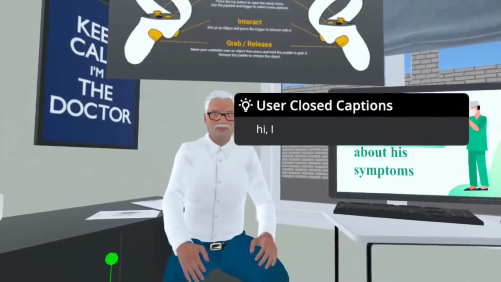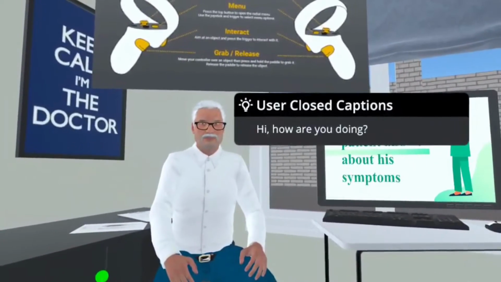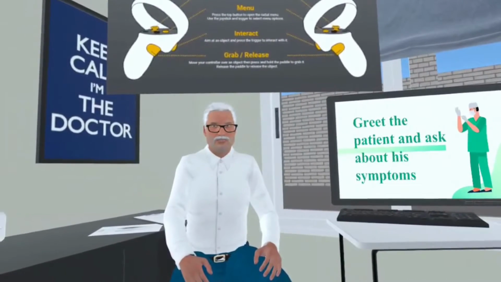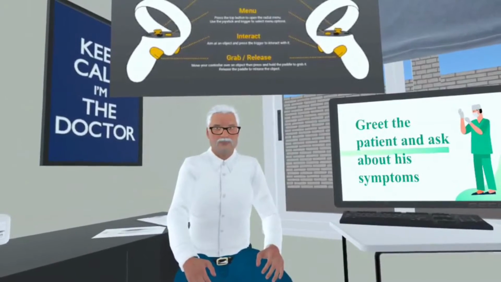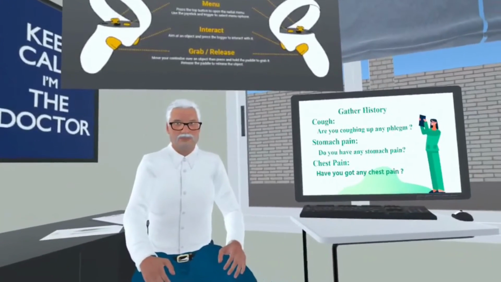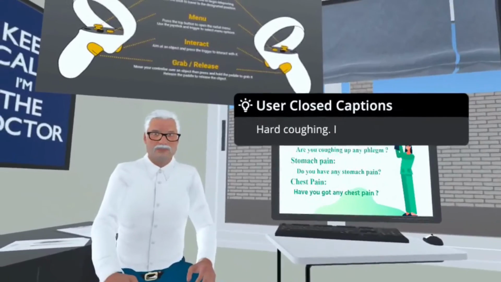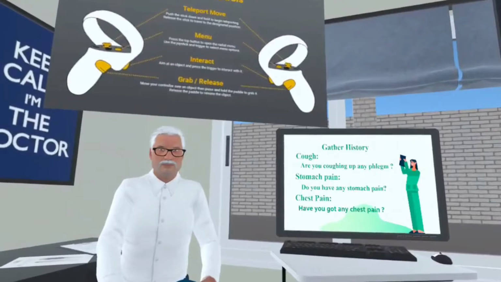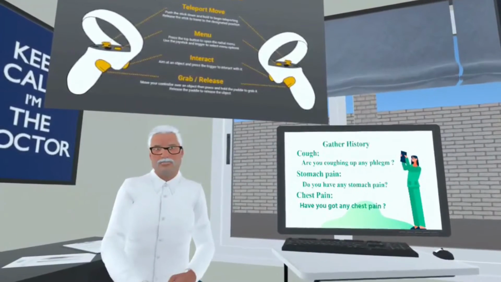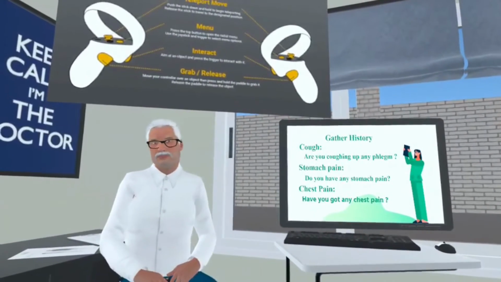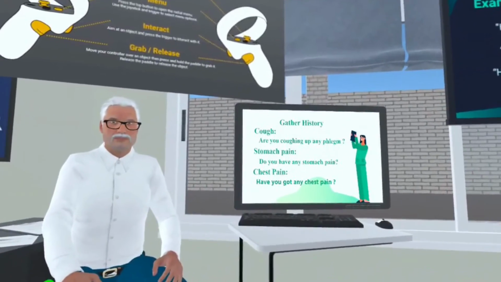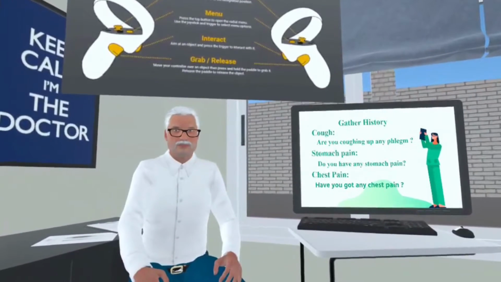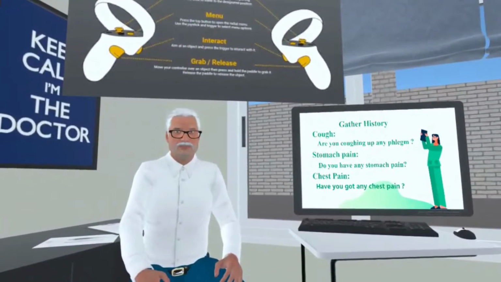Hi, how are you doing? I've felt terrible the past few days and I've got this horrible cough. Are you coughing up any phlegm? Yes, I've been coughing up this reddish-colored gunk. Do you have any stomach pain? No, that's not a problem.